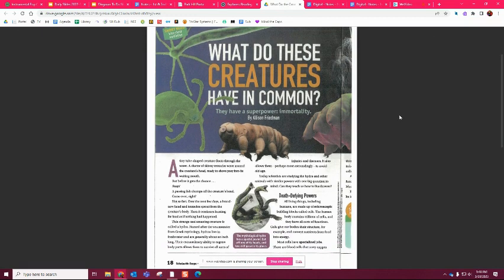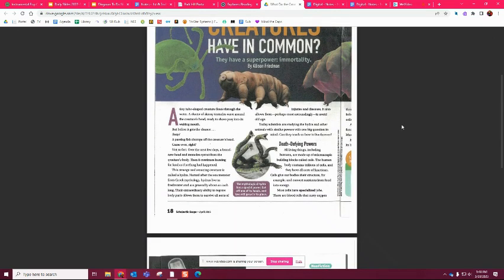So it says, what do these creatures have in common? They have a superpower, immortality. Tiny tube-shaped creature floats through the water. A cluster of skinny tentacles wave around the creature's head, ready to shove prey into its waiting mouth. But before it gets the chance, snap! A passing fish chomps off the creature's head. Game over, right? Not so fast. Over the next few days, a brand new head and tentacles sprout from the creature's body. Then it continues hunting for food as if nothing had happened.